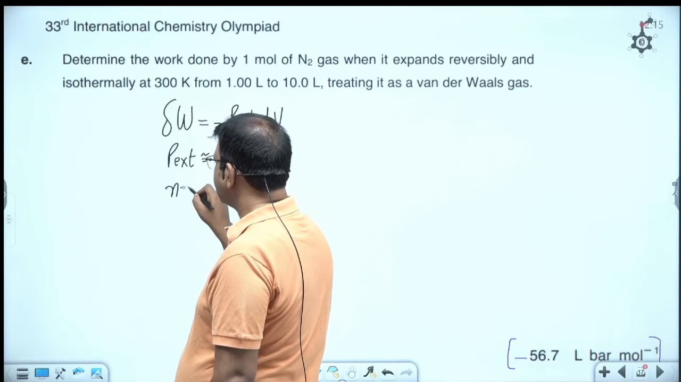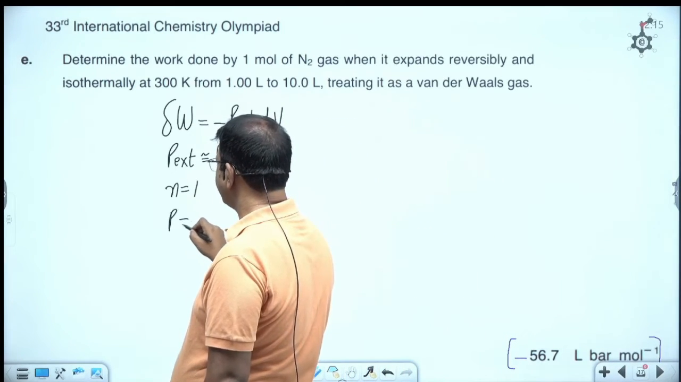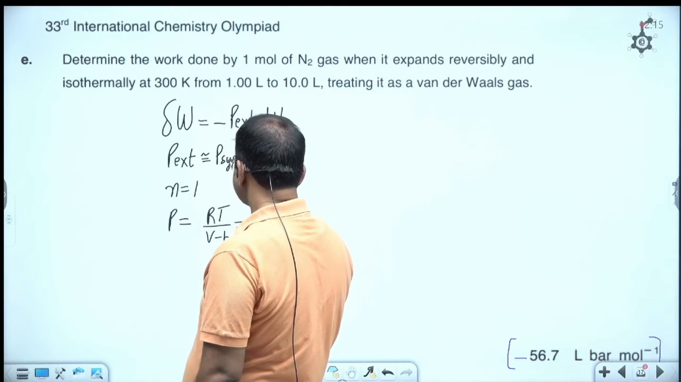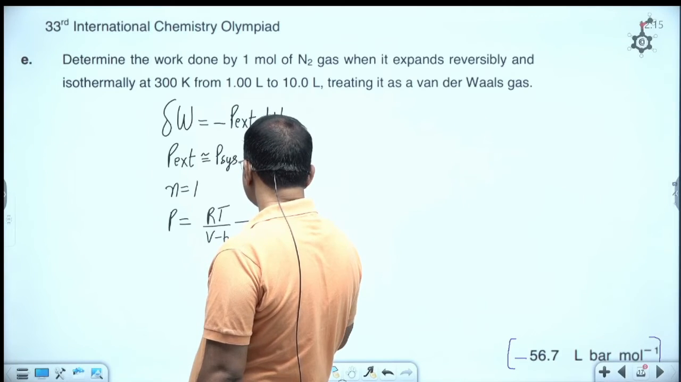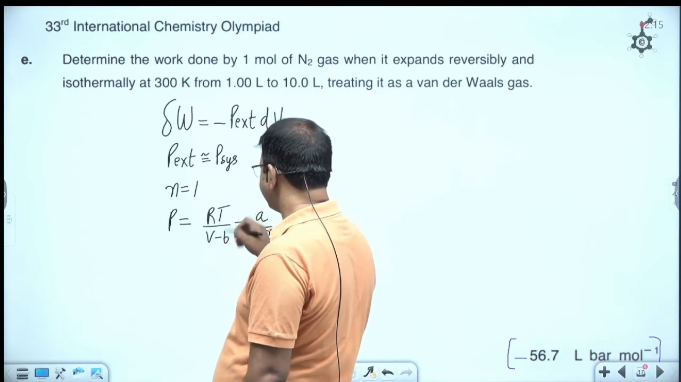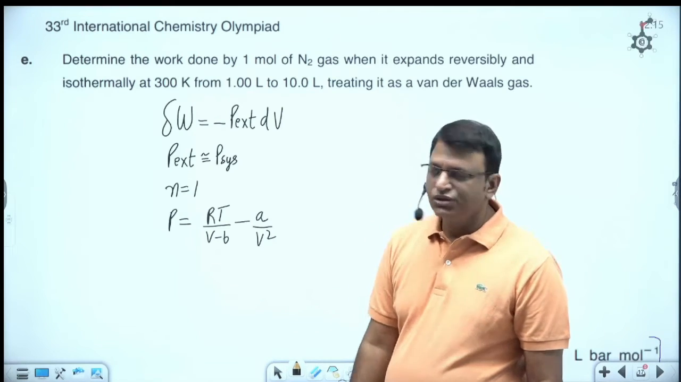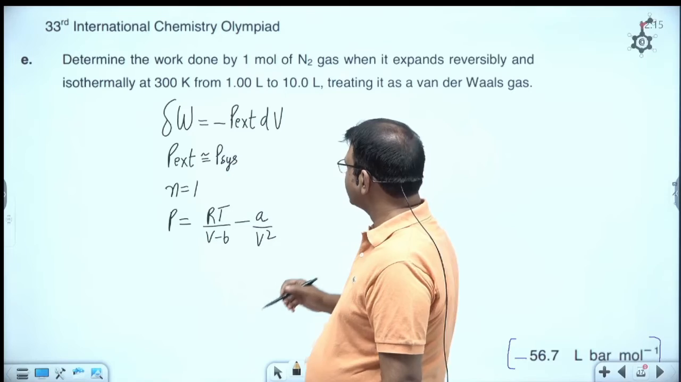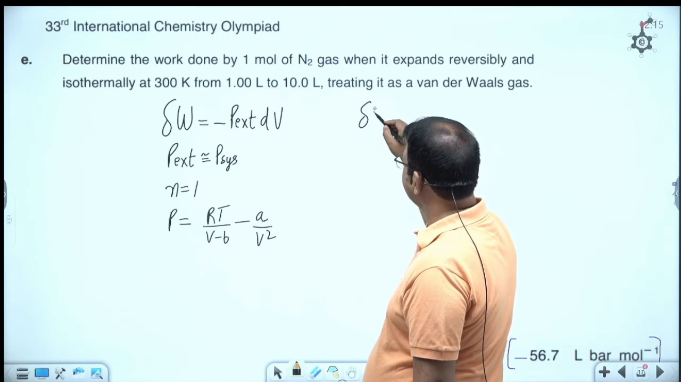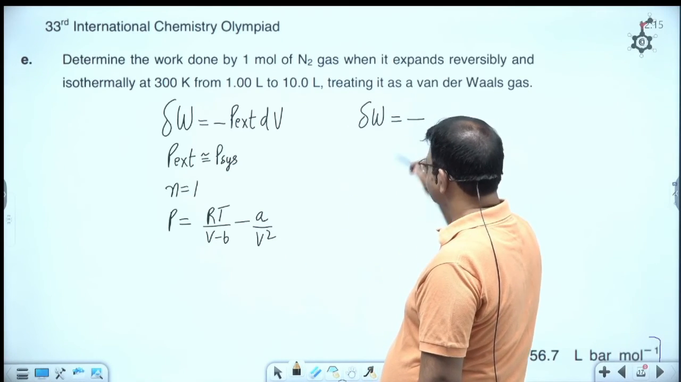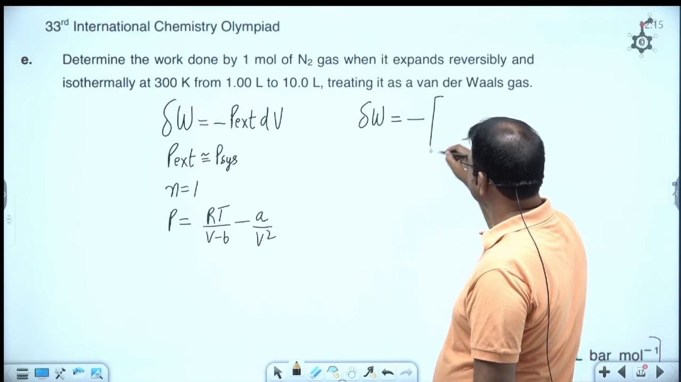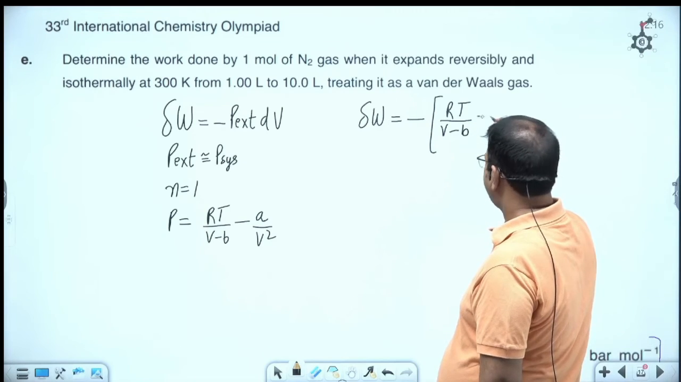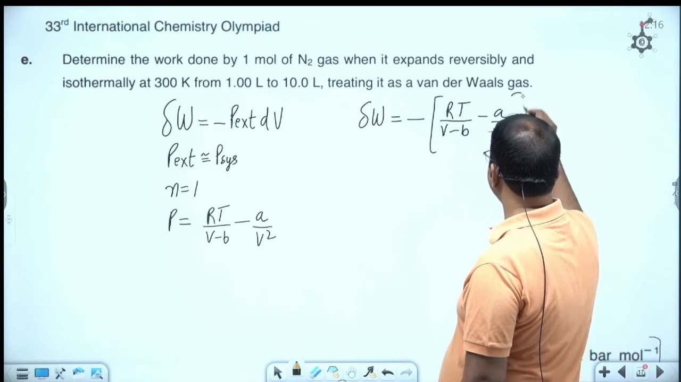For a van der Waals real gas, if the value of n is 1, we can write the pressure as RT upon V minus B, minus A upon V square. This is the variation of pressure with temperature and volume. So now if I put the gas pressure in place of external pressure, we can write here that dW is equal to minus times the pressure of the gas, in place of which we can write RT upon V minus B, minus A upon V square, into dV.